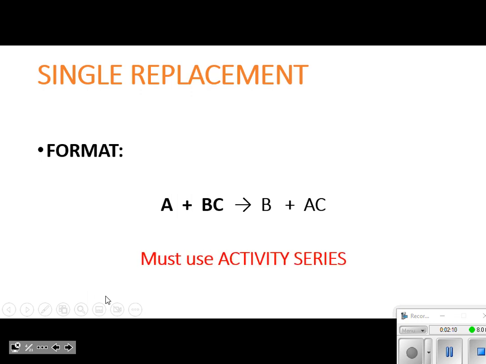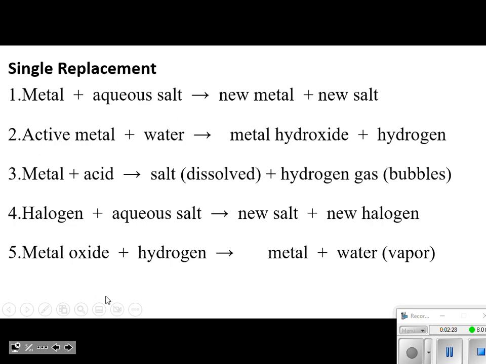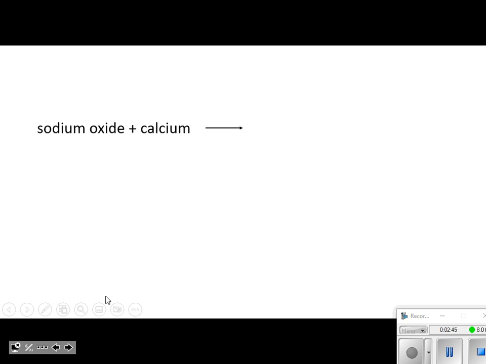We must use the activity series. For element A to knock out B, it has to be more active. So it has to be higher on the activity series. So when I look at my 5 different single replacement reactions, we can see some certain things that are happening, and we're going to use this right here to help us identify which type of single replacement reaction we're talking about. So the first one we are going to work is right here.